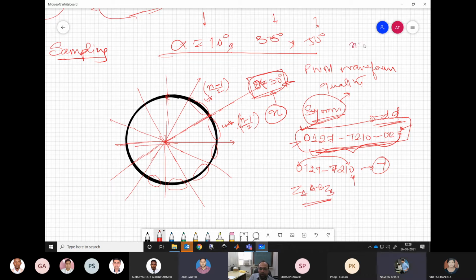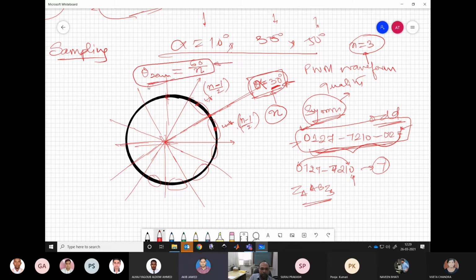Now, if you have three samples, n equal to 3, which means one sample we are having at the middle of the sector and then one sample in each of the other two halves. The location is decided by your theta sampling. This theta sampling is done on a uniform basis. Let's say in a sector, the theta sampling would be 60 by n.